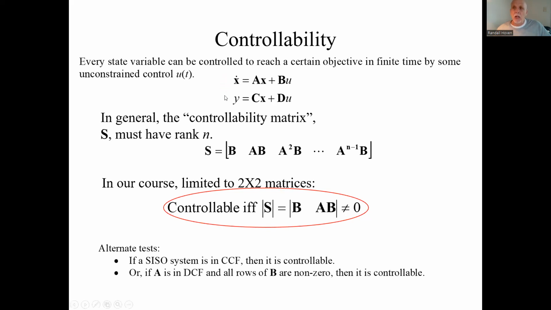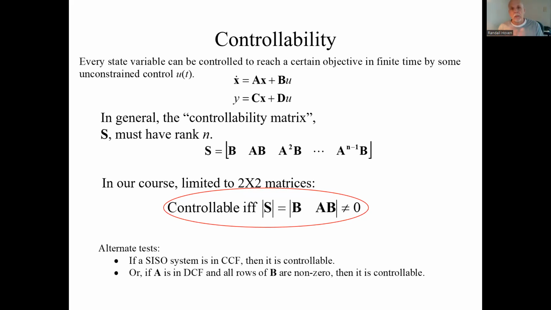And how can we tell if it's controllable? Without derivation, in general, you form this controllability matrix. All you need are the A and B, so we sometimes call it AB controllable. Form this matrix and see if it has a rank of n, where n is the number of state variables in the state vector X.